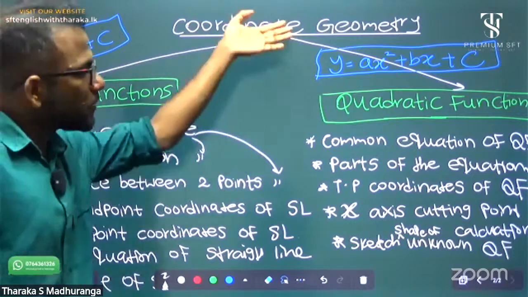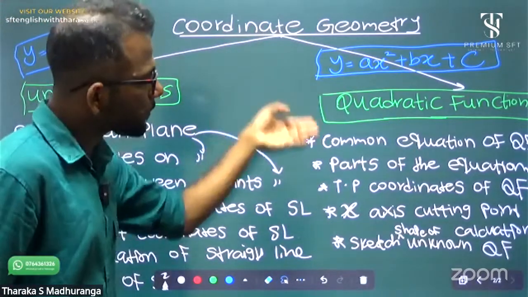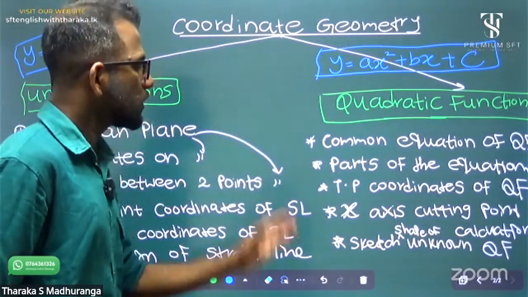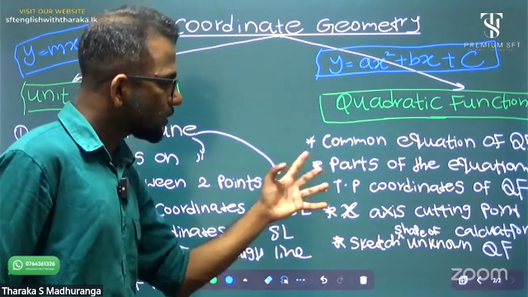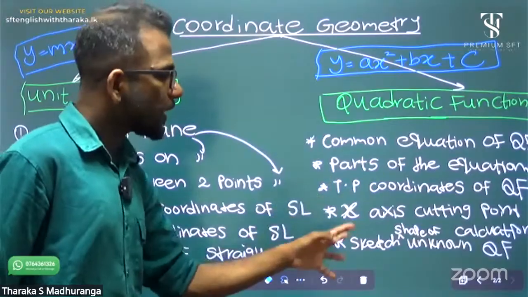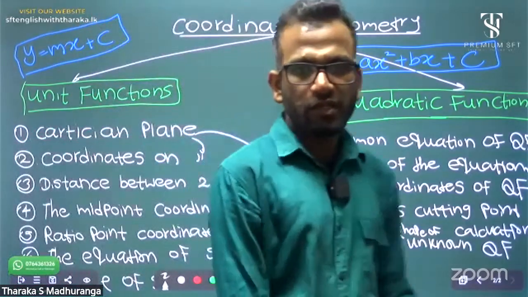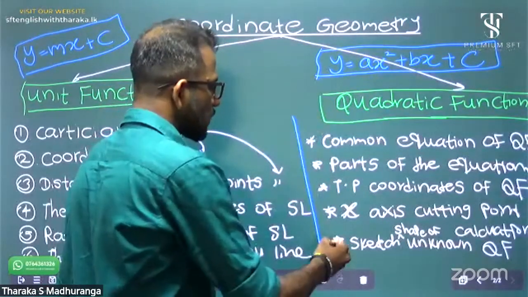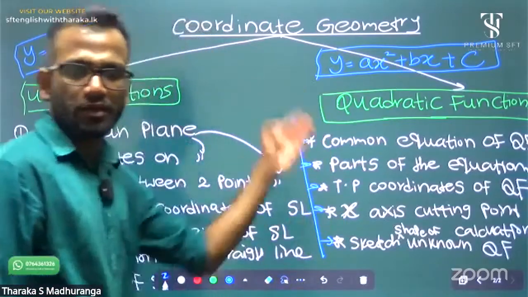Okay, note down for quadratic function summary. The first, common equation of quadratic function, parts of the quadratic equation, turning point coordinates of the quadratic function, x-axis cutting point calculation, and finally sketch the shape of the quadratic function. Okay, that's the ultimate target of this lesson. Okay, clearly note down.